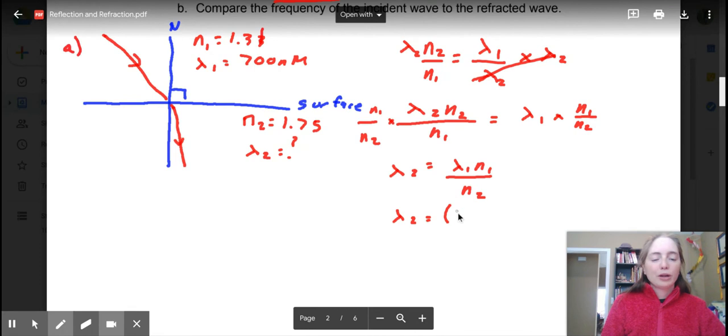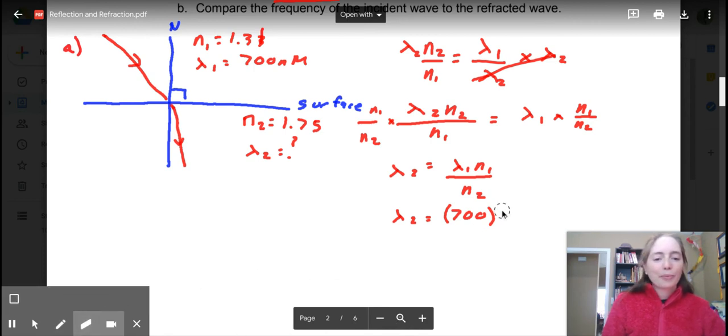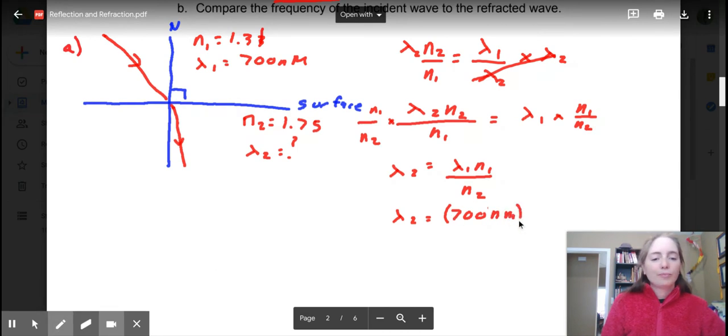So my lambda 1, once again, I'm going to leave my units in nanometers. So I'm actually going to put my units in here so we can do some unit analysis. There we go. And now my n values are unitless. So 1.33, and we're going to divide that by the 1.75. Notice there are no units.